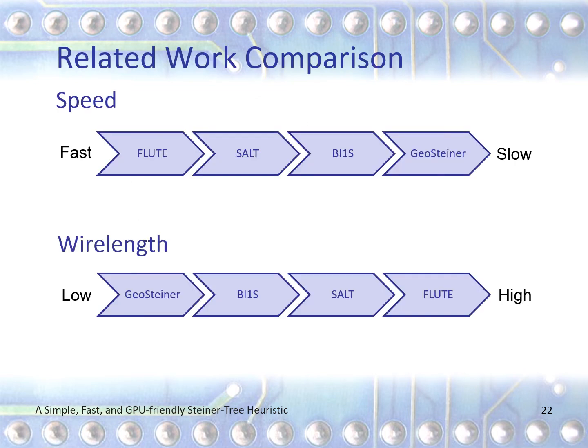This slide shows how the related works compare relative to each other. At the top we have speed, where Flute is the fastest, followed by Salt, then BI1S, then GeoSteiner, which is an exact algorithm, being the slowest. You'll notice that the wire length chart is actually the inverse of the speed chart. GeoSteiner, being an exact algorithm, produces the best wire length, followed by BI1S, then Salt, then Flute, which uses the lookup table and the recursive breakdown.